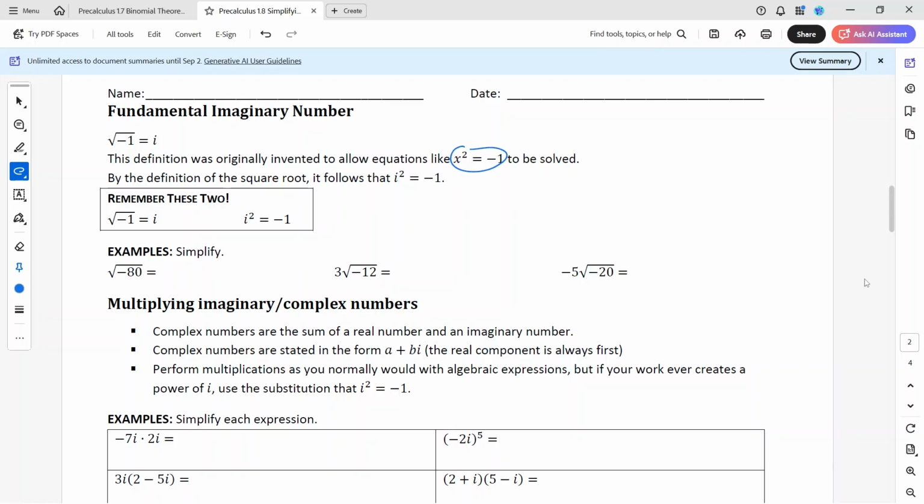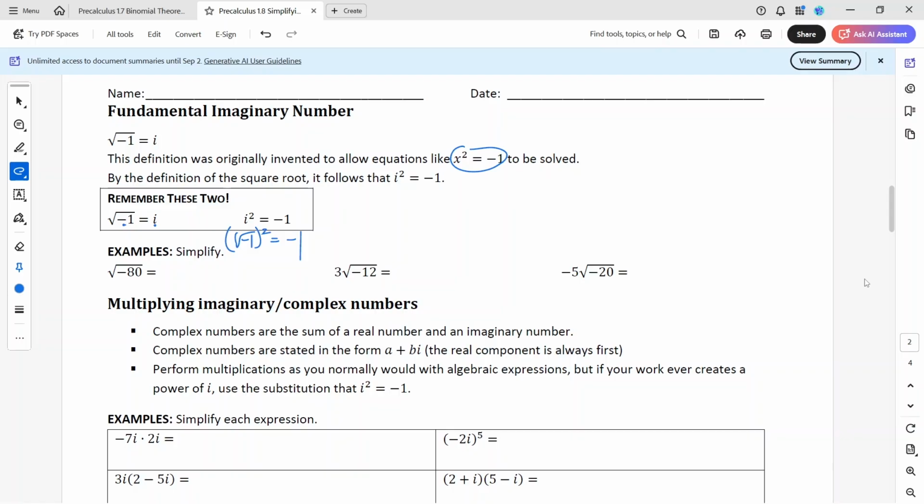Anyway, with that in mind, the square root of negative 1 can't be 1 because 1 times 1 makes 1, not negative 1. And the square root of negative 1 can't be negative 1 because negative 1 is not the thing that squares to make negative 1. Negative 1 squared, negative 1 times negative 1, is 1. So you have to remember these two, that by definition the square root of negative 1 is i. Well, if i is the square root of negative 1, i is the thing that squares to make negative 1. So i squared is negative 1.